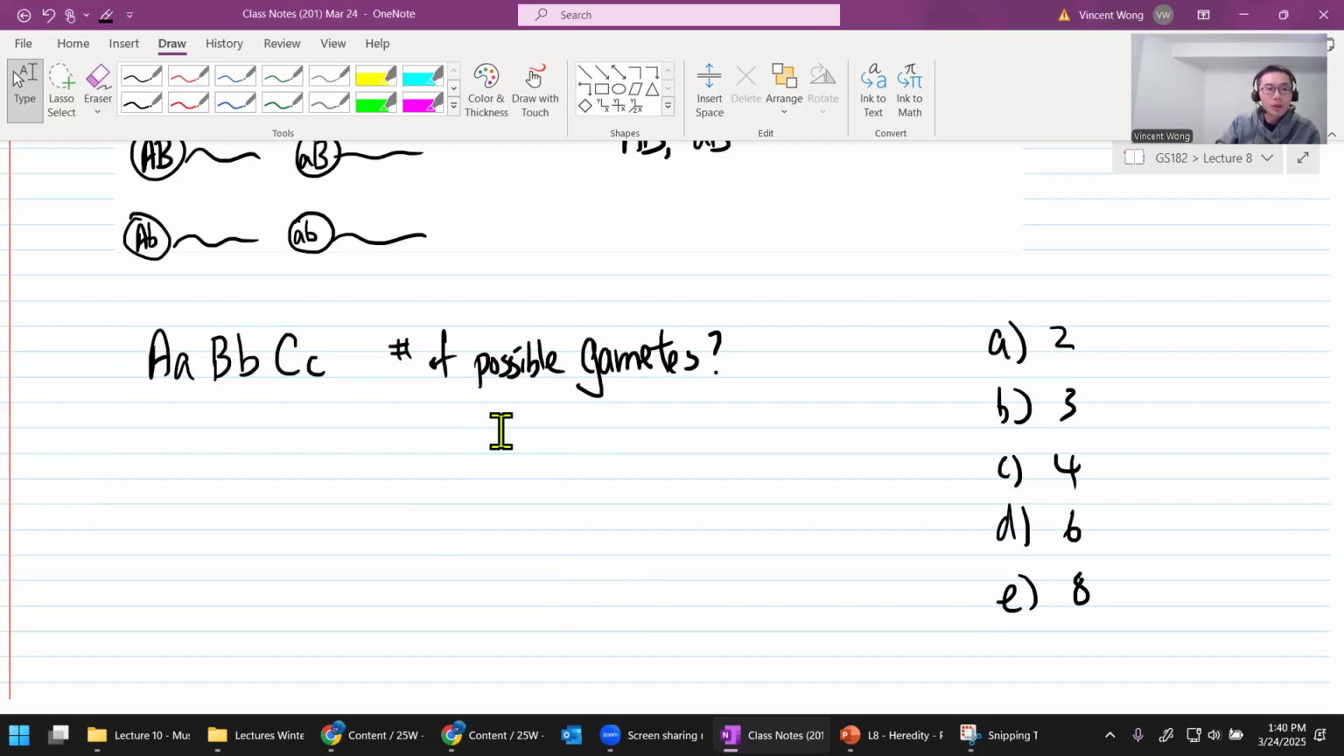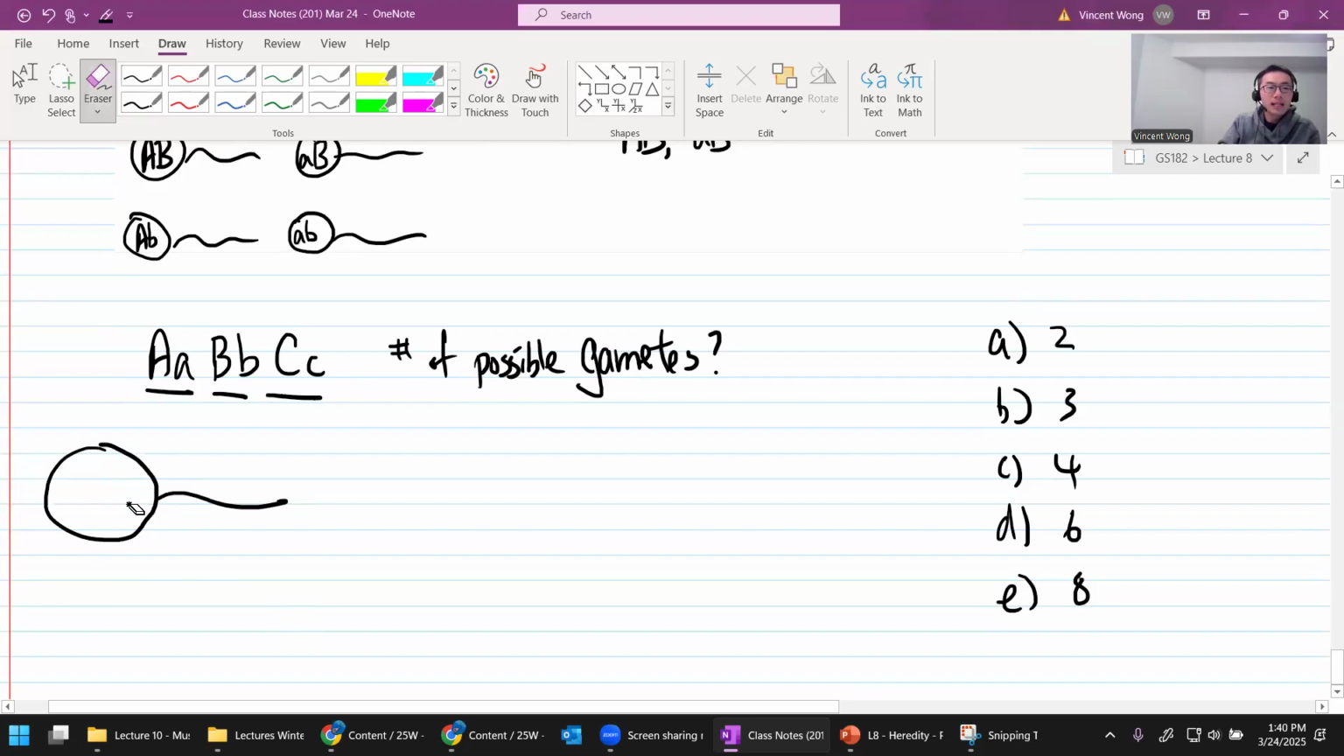So the gamete, first of all, how many letters will be in the gamete? We are tracking three separate genes. How many letters? Three letters. That's right. You're going to have one A, one B, and one C. But what makes them different is whether it's capital A or lowercase a, and so forth. So how many choices do you have for the A's?